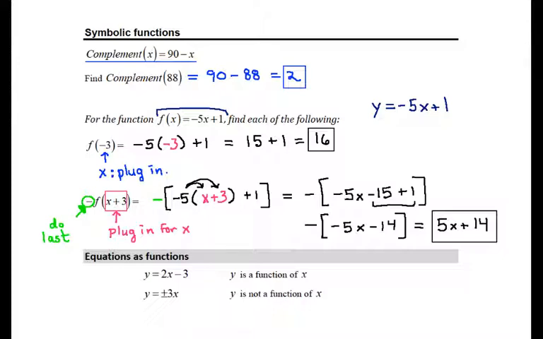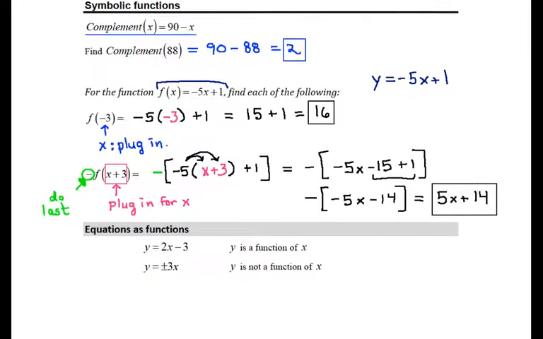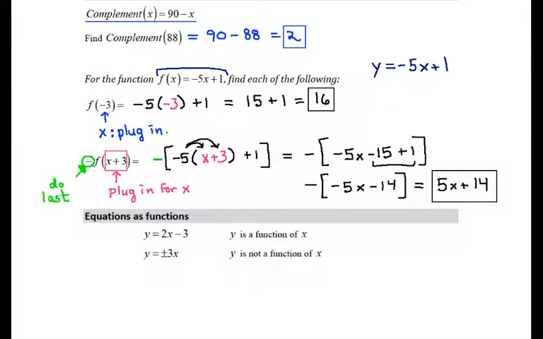So we're going to look at these equations below, y equals 2x minus 3 and y equals plus or minus 3x. And we can see that the first one is a function and the second one is not a function. It's probably fairly obvious why that second one is not a function. This plus or minus symbol here generates two outputs.